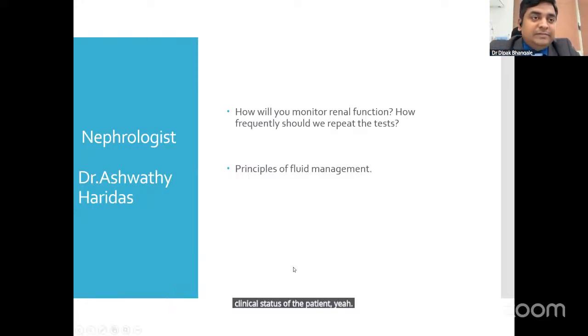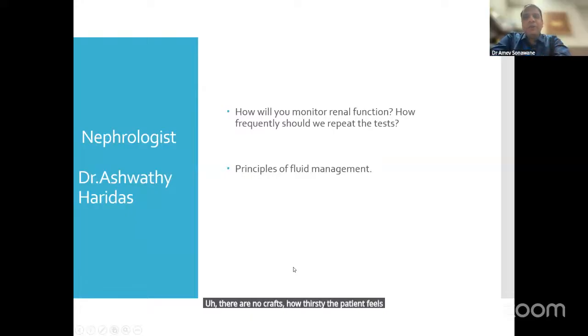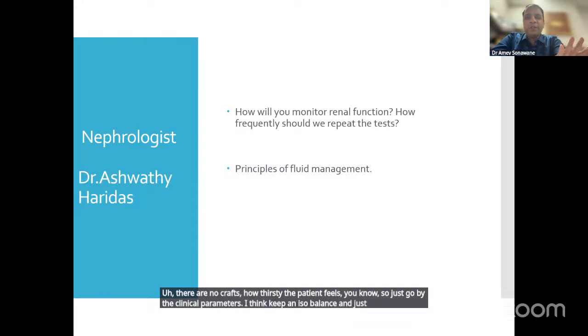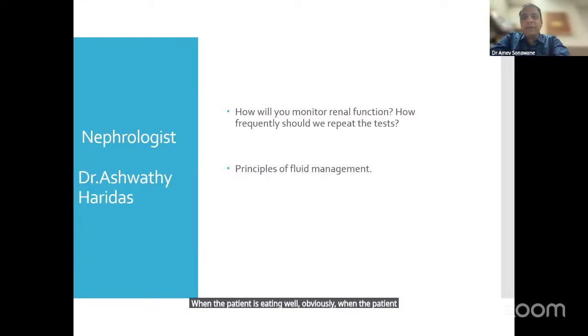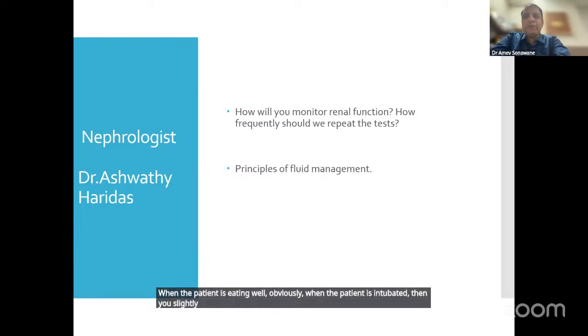There are no creps, how thirsty the patient feels, so just go by the clinical parameters. I think keep an iso balance and just positive 500 to 1000 is sufficient when the patient is eating well. Obviously, when the patient is intubated, then you need to slightly jack up the fluids a bit, but otherwise it's predominantly clinical judgment.